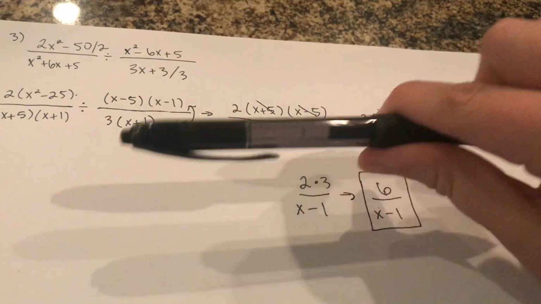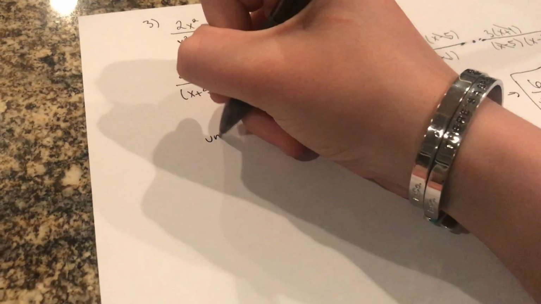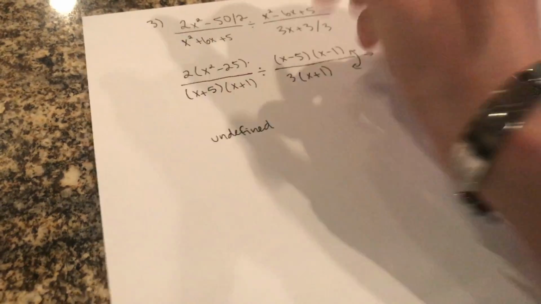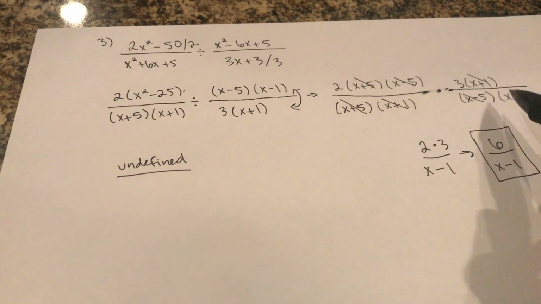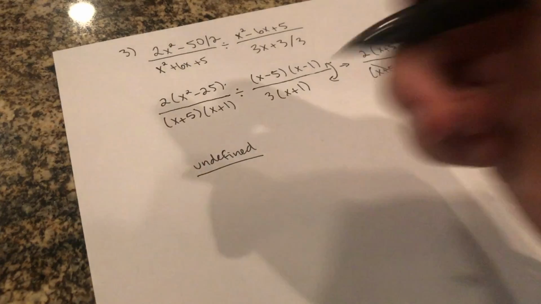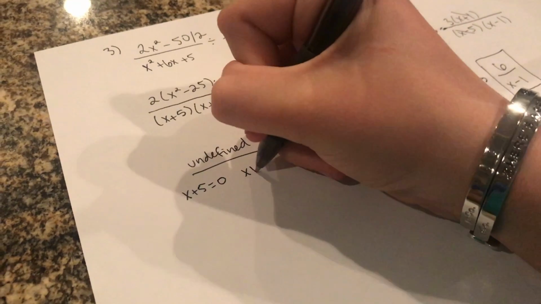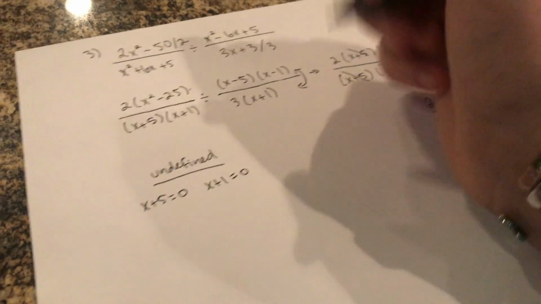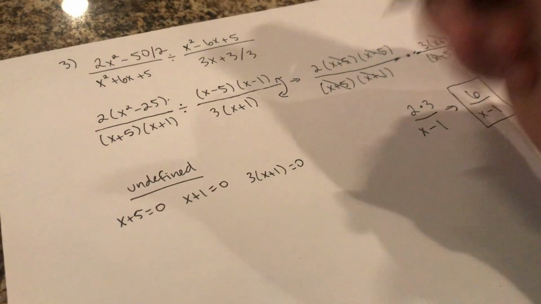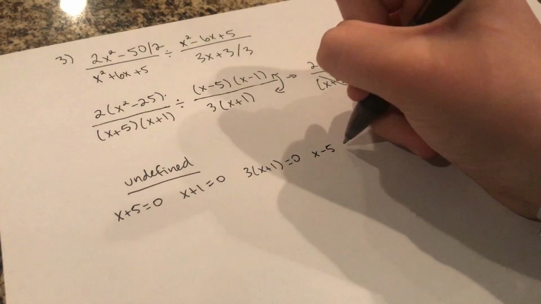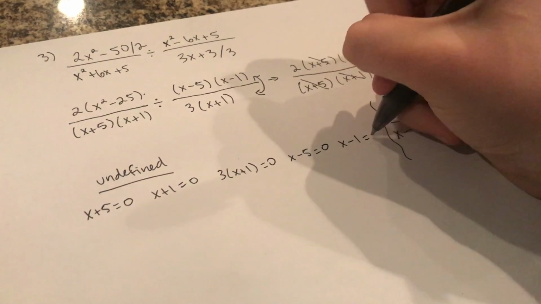But you still have to do an undefined check. Now, for this undefined check, it's a little bit different. So you have to use both versions of the denominator. So you got to use this version and this version, and obviously the first fraction doesn't change. So you have x plus 5 equals 0, and remember to do this, you just set each factor to 0. x plus 1 equals 0, 3 parentheses x plus 1 equals 0, x minus 5 equals 0, and hopefully I can fit this. Let me draw a little line. And then x minus 1 equals 0.